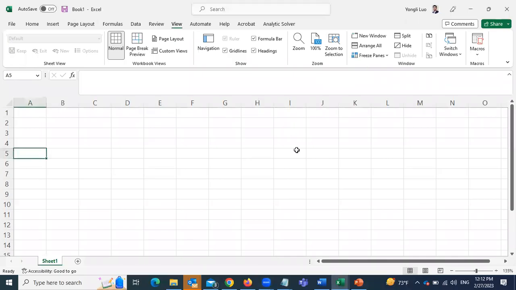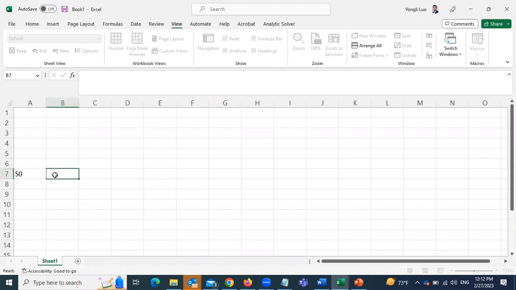Okay, so we're gonna start, say, right here. So this is your initial price. This is S0. S0 is equal to $20.